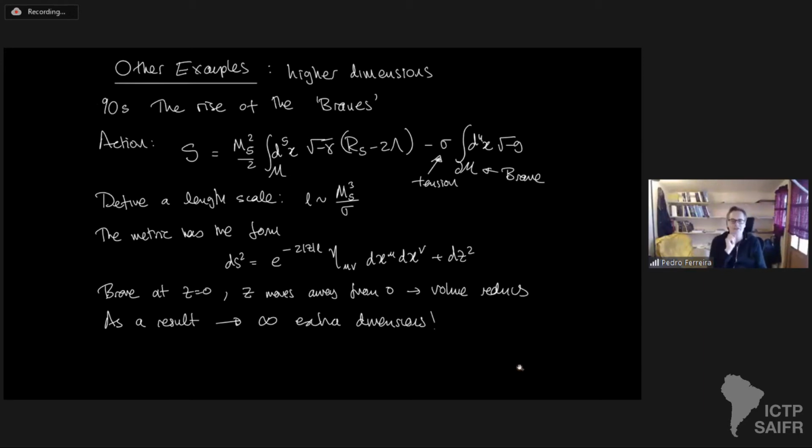And then we can consider what actions we might consider in such a situation. Here again, I have a 5-dimensional space with a 5-dimensional Planck mass. This is our 5-dimensional space. And then I add another term, a term which lies on a 3 plus 1 dimensional space. Let me call it delta M, which is a brane.